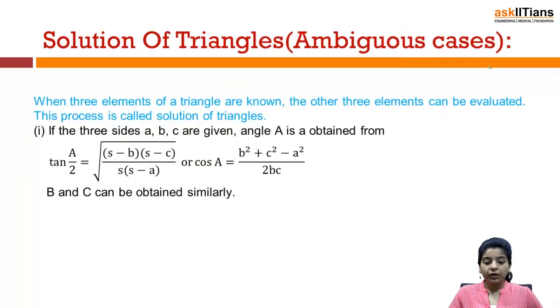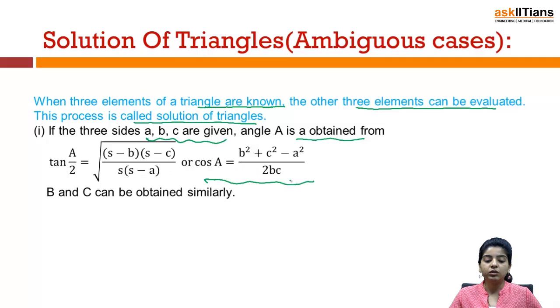Next is solution of triangles, and in that we will be discussing various ambiguous cases also. When 3 elements of a triangle are known, the other 3 elements can be evaluated. This process is called solution of triangles. If the 3 sides a, b, c are given to you, angle A can be obtained from tan A by 2 equals under root (s minus b)(s minus c) by s(s minus a), or using cos A also.